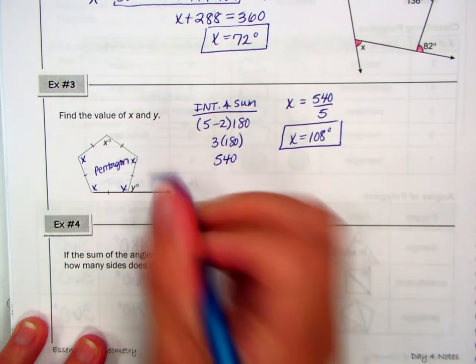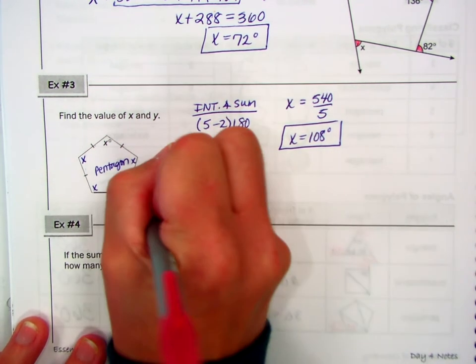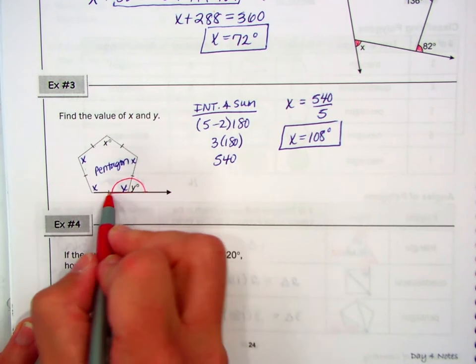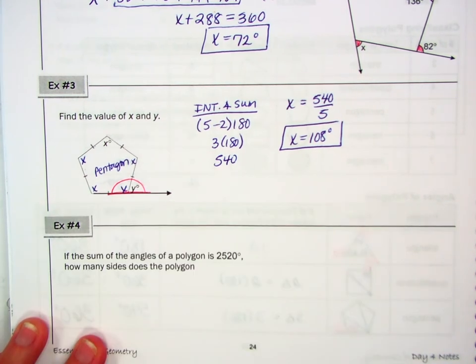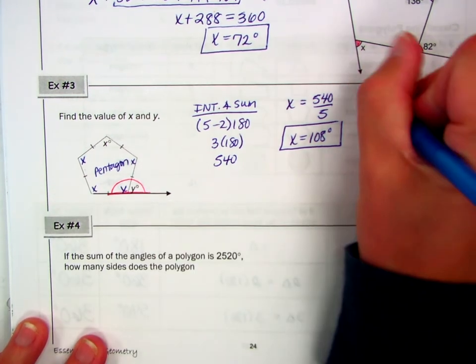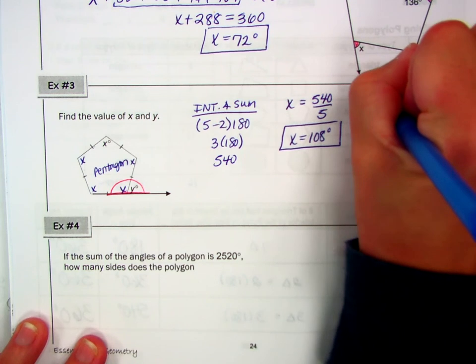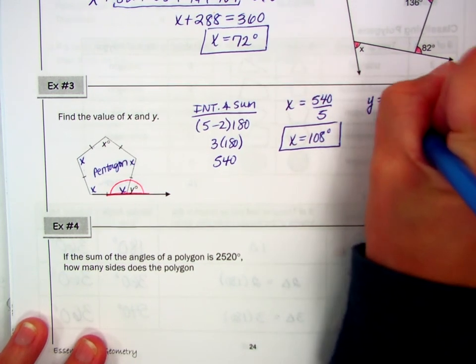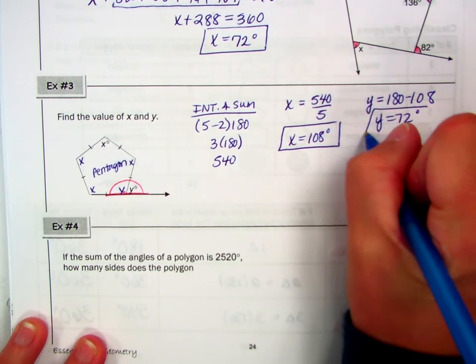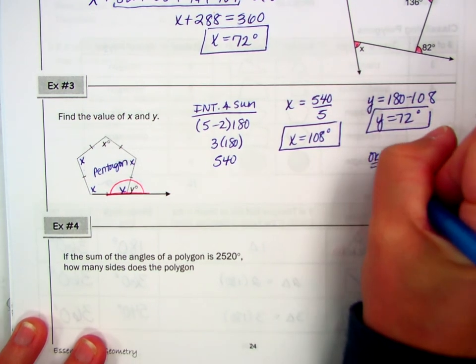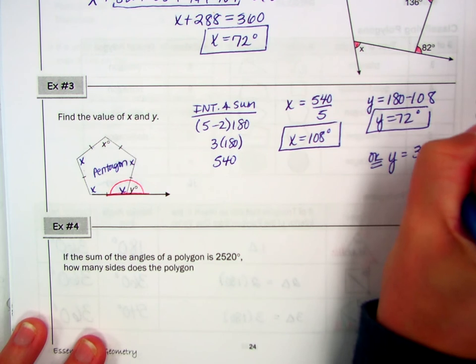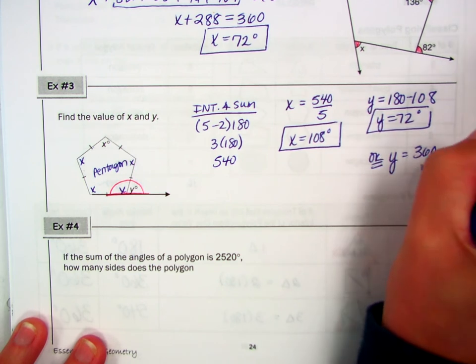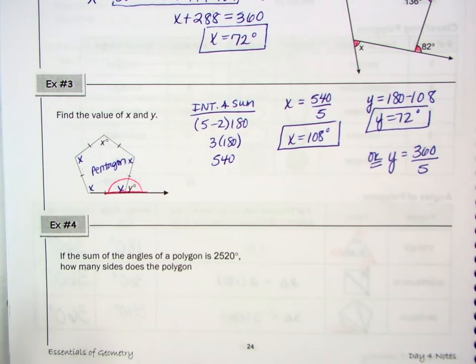Well, if x is 108, we can use this linear pair right here. It's one way to find y. So we could say that y equals 180 minus 108, so then y would be 72 degrees. We can also say that y equals, well, 360 is what they all should add up to, and there's five of them, and we also get 72. Okay. Number four.